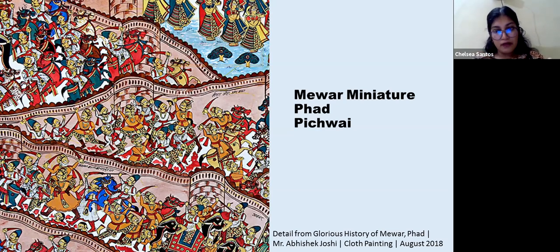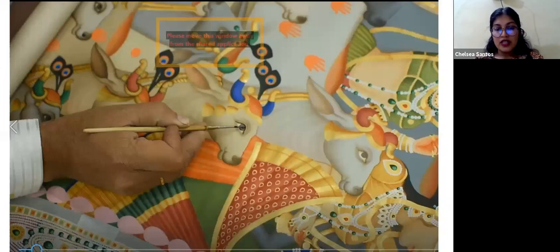And now we will jump on to the Pichwai. Jason, next slide, please. The Pichwai paintings are known to be very similar to the Fud in terms of the technique. It's a cloth painting. They either use cotton cloth or silk, on which the artist would eventually work. We'll talk about the technique a little bit later.